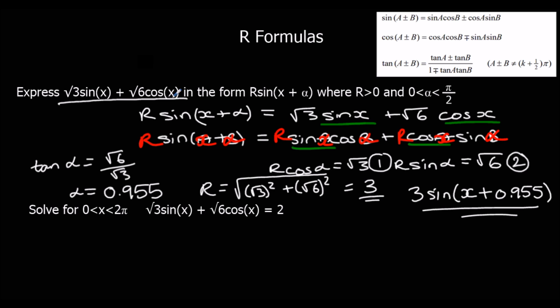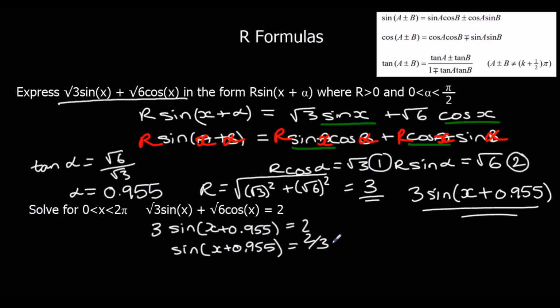And now we're going to use that to solve an equation. So we can change this root 3 sine x plus root 6 cos x to 3 sine x plus 0.955. So we divide both sides by 3. Sine x plus 0.955 is now equal to 2/3. Shift sine, so shift sine 2/3.